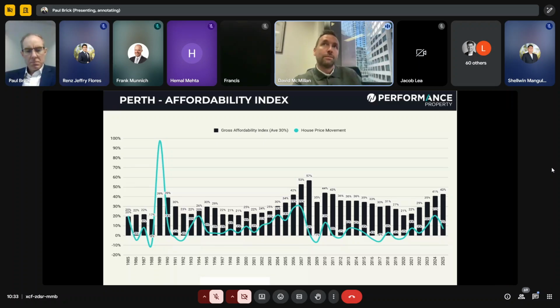So if you're holding property in Perth, houses that is, you definitely should keep holding. We don't think it's anywhere near a sell rating, and we are still accumulating the odd house in Perth, but mostly now accumulating units, as I mentioned earlier.